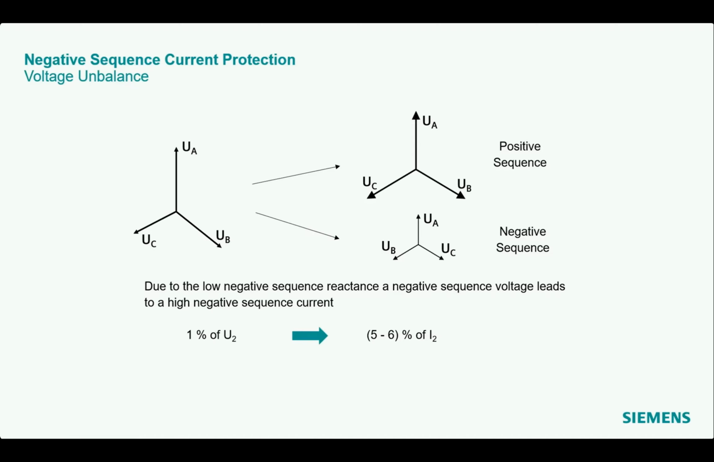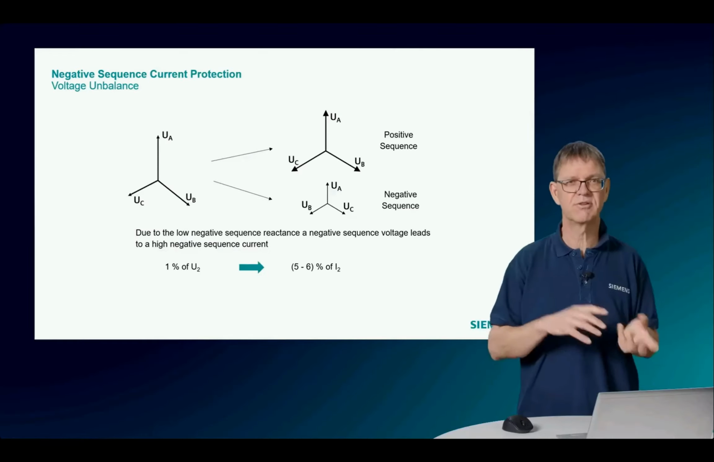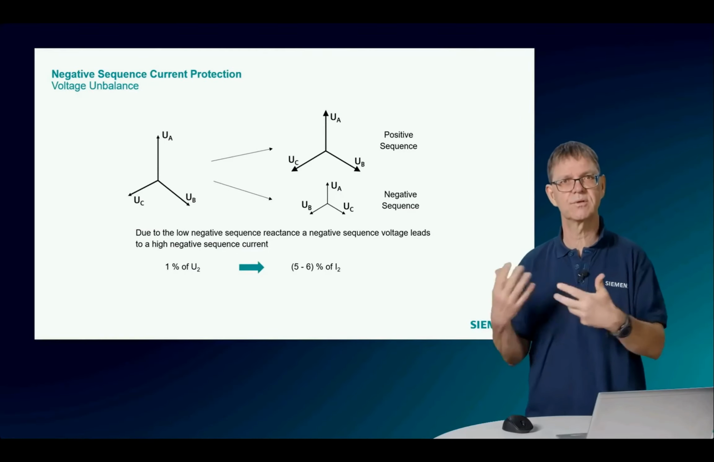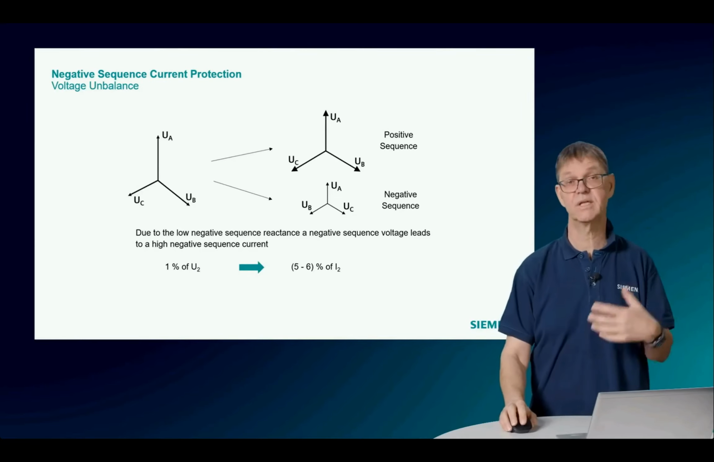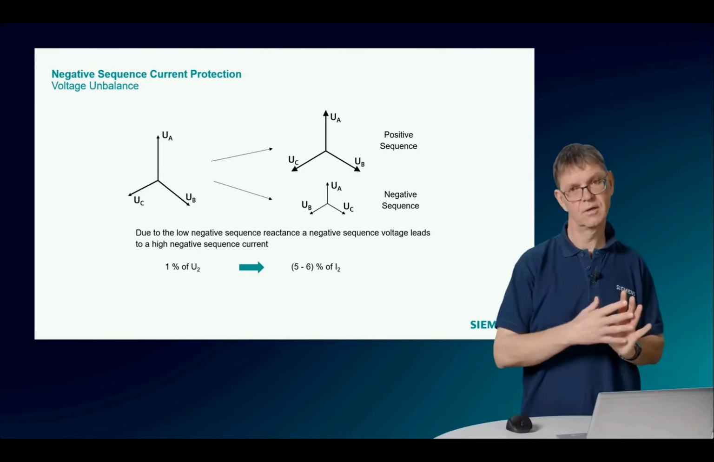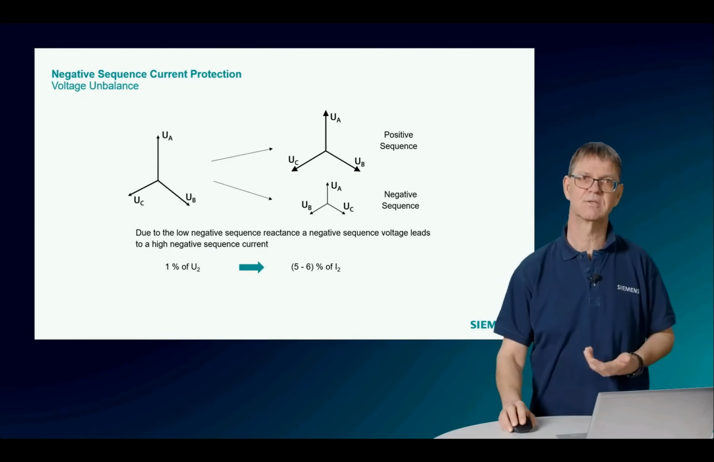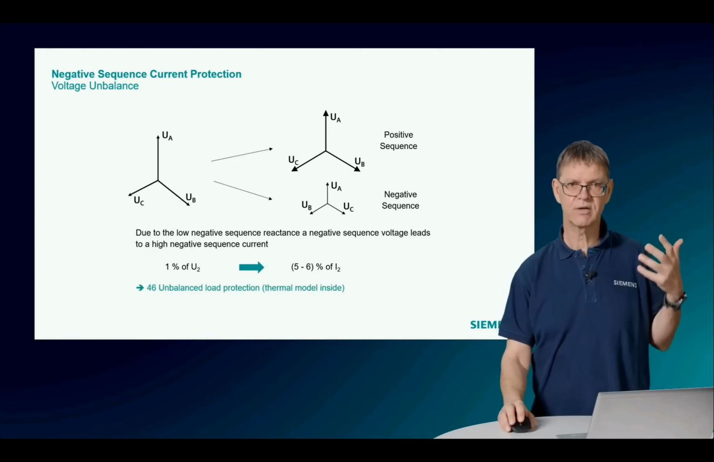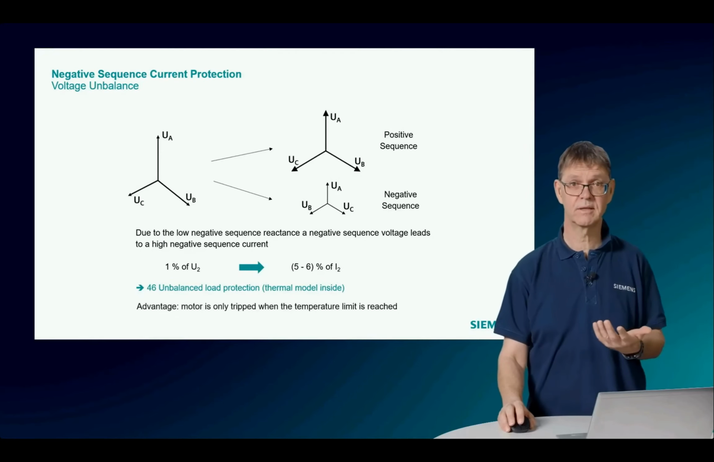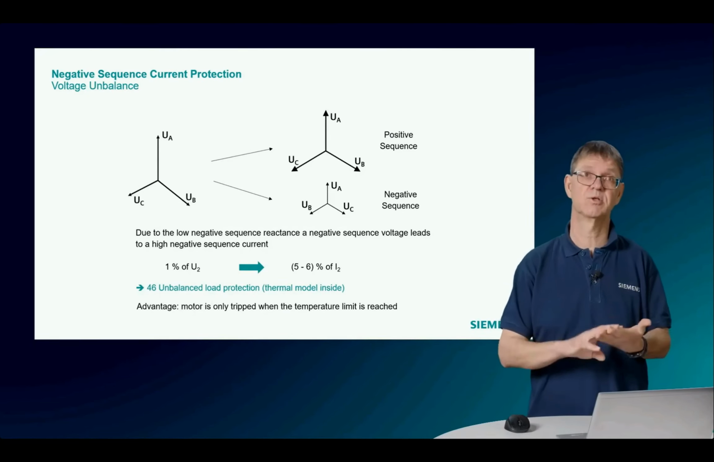And what we do here for this case is to apply, additionally to the definite stage which we use for the loss of phase, a thermal model behind to better calculate the effect of these negative sequence currents on the temperature of the rotor, what can be tolerated and when we need to trip. Again, trip only when it's really necessary, but trip if it's necessary. This is the idea behind. So we have an unbalanced load protection with the thermal model behind, and the advantage is the motor is only tripped when the temperature limit is really reached.